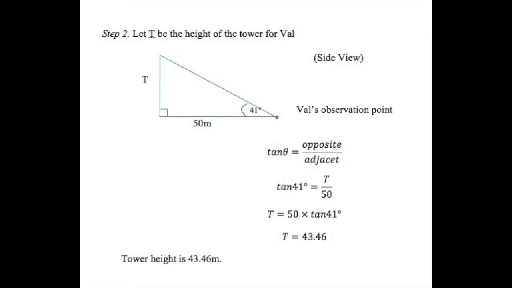So let t be the height of the tower, and we know that the distance between Val and the tower is 50 meters and the angle is 41 degrees. Substituting these values into the tangent function and rearranging to solve for the value of t, we find that the height of the tower is 43.46 meters.